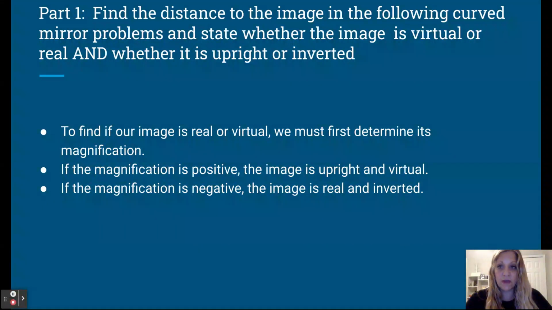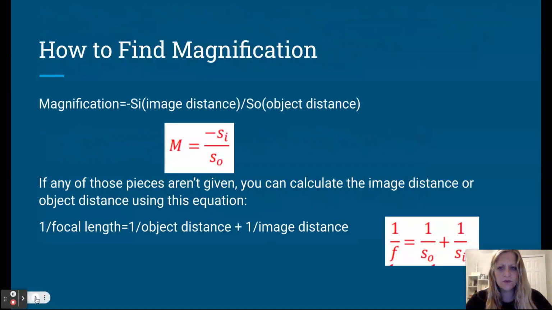What we have to do is a calculation to find the magnification of the image. Once we do that, if the magnification is positive, then we know that the image is upright and virtual. But if the magnification is negative, then we know that the image is real and inverted. And so that's our goal.